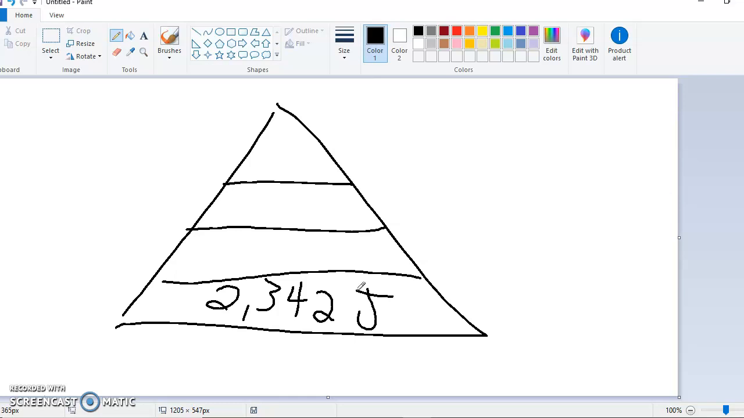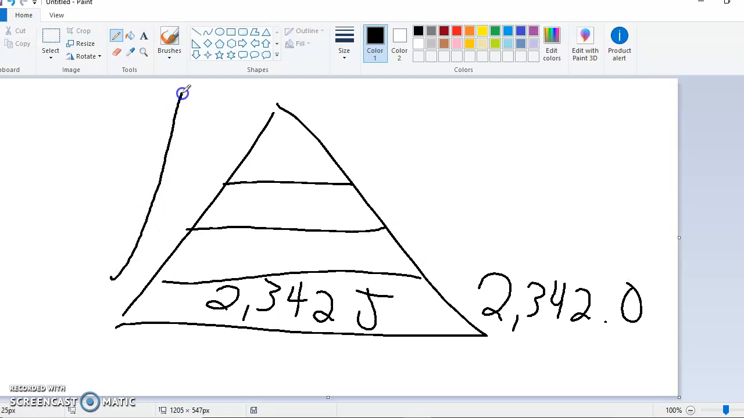So that number can also be written as 2,342.0, right? That's the same number. If you just put .0 behind it, it's the same thing. So a trick that you need to learn is that as you go up the food pyramid, the decimal is going to go to the left. As you go down the food pyramid, the decimal is going to go to the right. So the number should get smaller as you go up the food pyramid, and bigger as you go down, just like a pyramid is smaller at the top and bigger at the bottom.